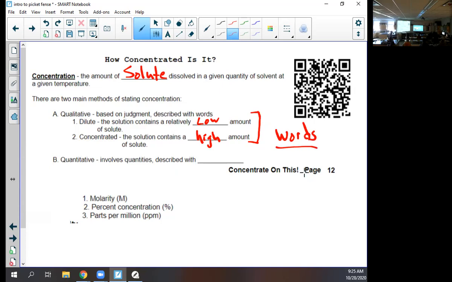But our test is a math test. So we are going to talk about the quantitative ways to state concentration. And that is described with numbers. All right. There are 3 ways in this class that we will learn how to state the concentration of something. This one, you kind of already know how to do, even though you don't know, you know. And then there's molarity. This is today and tomorrow, I'm sure. And then we'll do some of this tomorrow and this Friday, right?